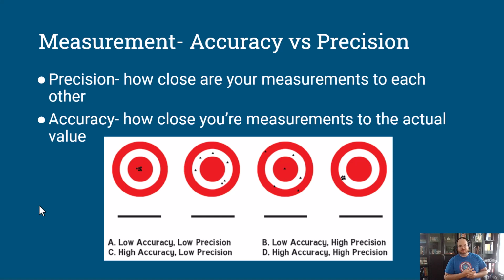Now this is okay to have in an experiment, because you're going to have errors that maybe you can't account for, like air resistance. So you might not be getting the exact speed measurements of something, but they're all going to be pretty close to each other. Now, high accuracy, low precision: these are measurements where you might get one really lucky one where you get the exact value, but all of your measurements are kind of all over the place.